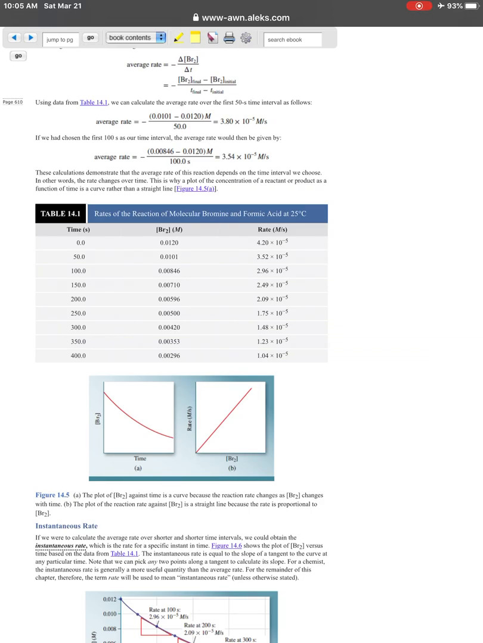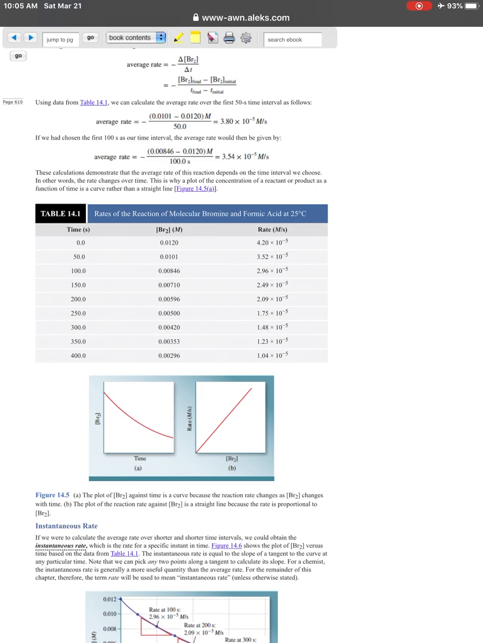So the average rate would be the negative of 0.0101 molar minus 0.0120 molar divided by, now they don't show it, but it's 50 seconds minus 0 seconds, right? It's final time minus initial, so it's 50 minus 0, which is equal to 50. If you take that ratio, and I highly recommend you follow along these calculations with a calculator, you should get 3.80 times 10 to the minus 5, and the units would be molarity over seconds.